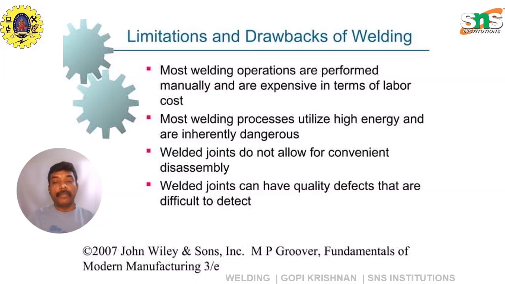Number four, welded joints can have quality defects that are difficult to detect. We have to go for a further quality process to check the strength of the welded joint. So these are a few limitations and drawbacks of the welding process. But if you see the advantages of the welding process, they will always outweigh the limitations and drawbacks when the manufacturing process is concerned.